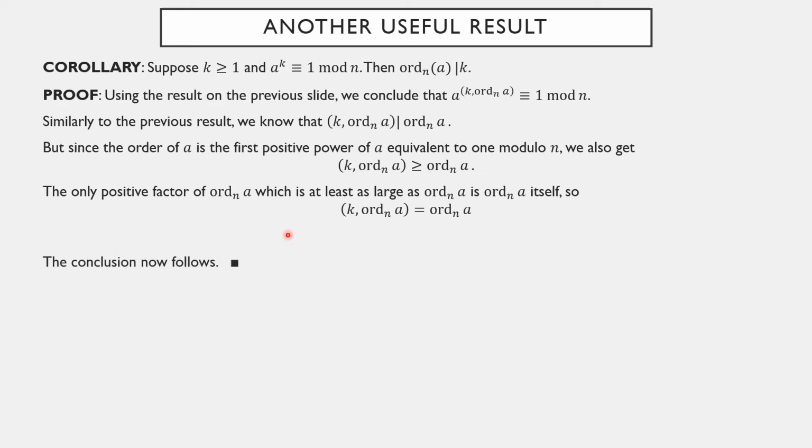And again, whatever this number is, it's the greatest common factor of these two. So whatever this number is, it's a factor of k. But this number is the order. Therefore, the order is a factor of k. Very similar reasoning to the previous slide.